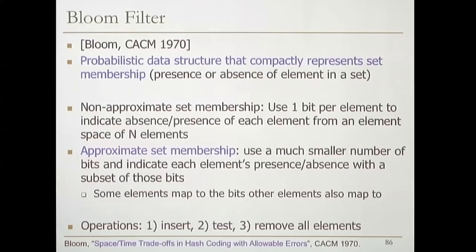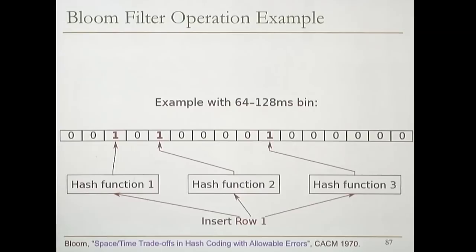So let me give you an example. And you can do multiple operations. You can insert stuff, you can test whether the element exists, and you can remove all the elements. Let me give you an example. So basically, you have a bit vector. And this bit vector, it could be as small as this, indicates presence or absence of an address. Let's say this bit vector specifies the addresses, the row addresses, that should be refreshed every 64 milliseconds.